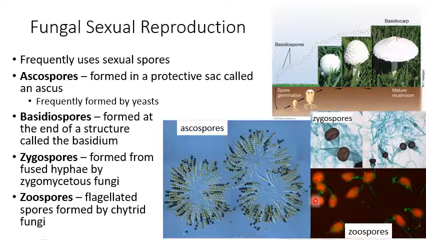And then at last you have the zoospores, which actually have flagella on them. This is immunofluorescence, right? It's a fluorescent stain, so you can see the glowing stain. The zoospore itself is stained in red, and the flagella coming off is stained in green. Each of these spores would be formed by a specific type of fungus, and we'll go through those different groups in a moment.